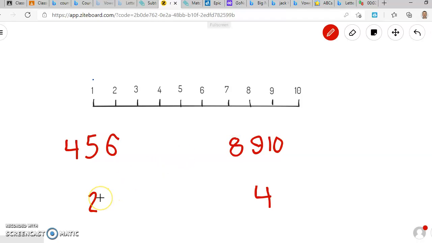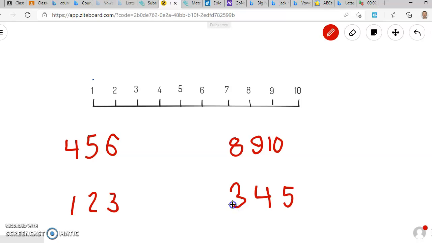Okay, let's do this one. What number is one more than 2? 3. Very good. And what number is 1 less than 2? 1. There it is. 1, 2, 3. How about 4? What number is 1 more than 4? That's right. That's 5. Take a look at that number line up there and tell me what number is 1 less than 4. That's right. That is 3.